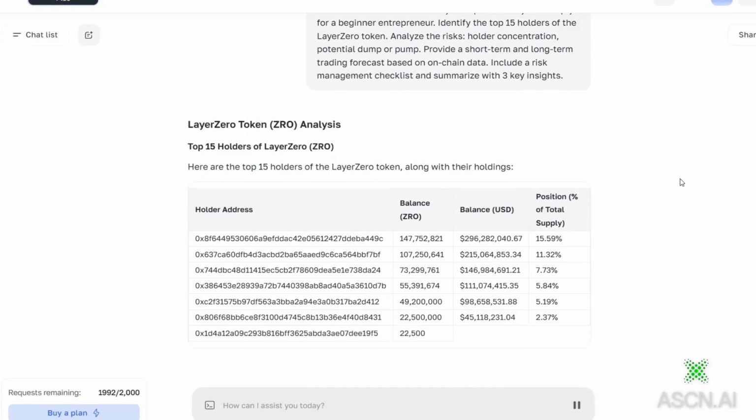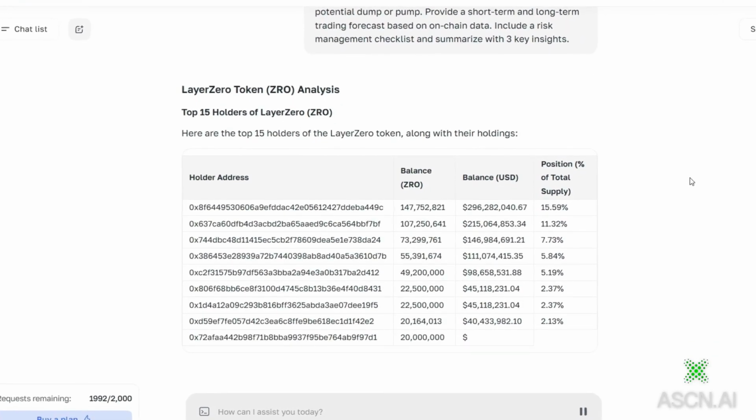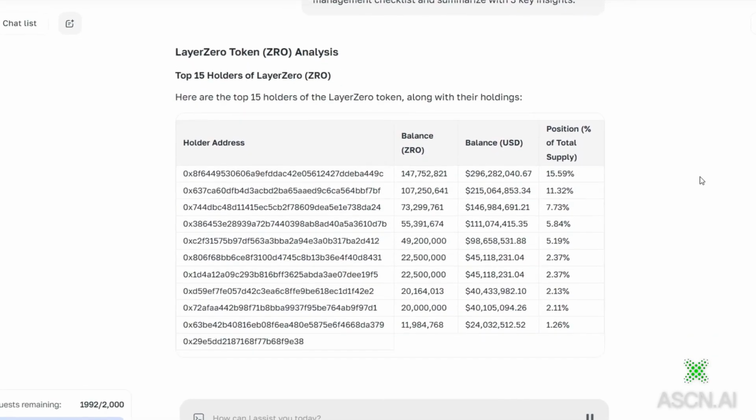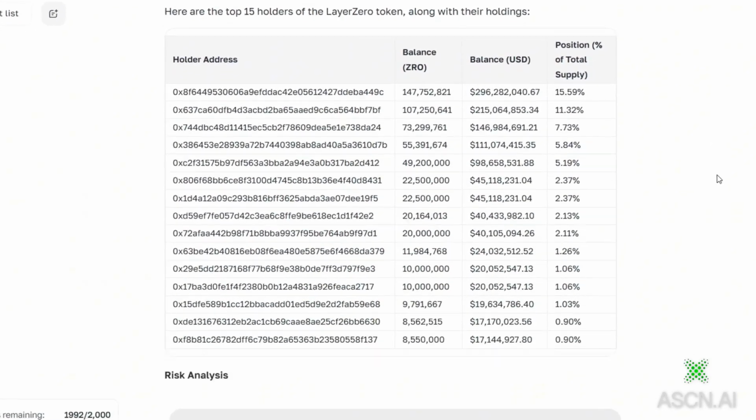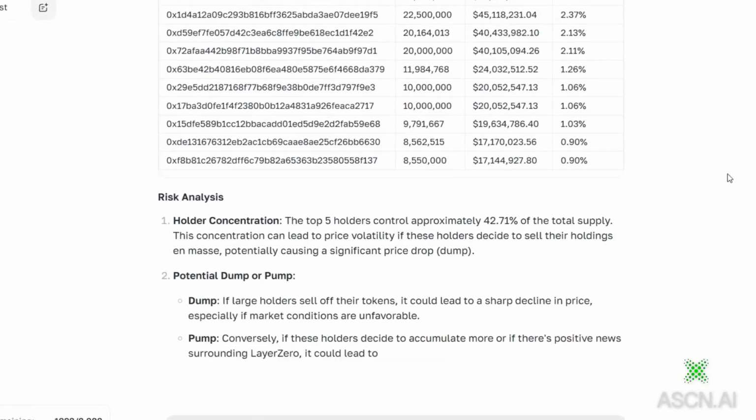It also shows the balance in 0 tokens, the balance in USD, that is in dollars, and the percentage of the total supply of this token. This is for the top 15 holders of the Layer 0 coin. Now it will analyze all the holders and also summarize what's happening with the coin.